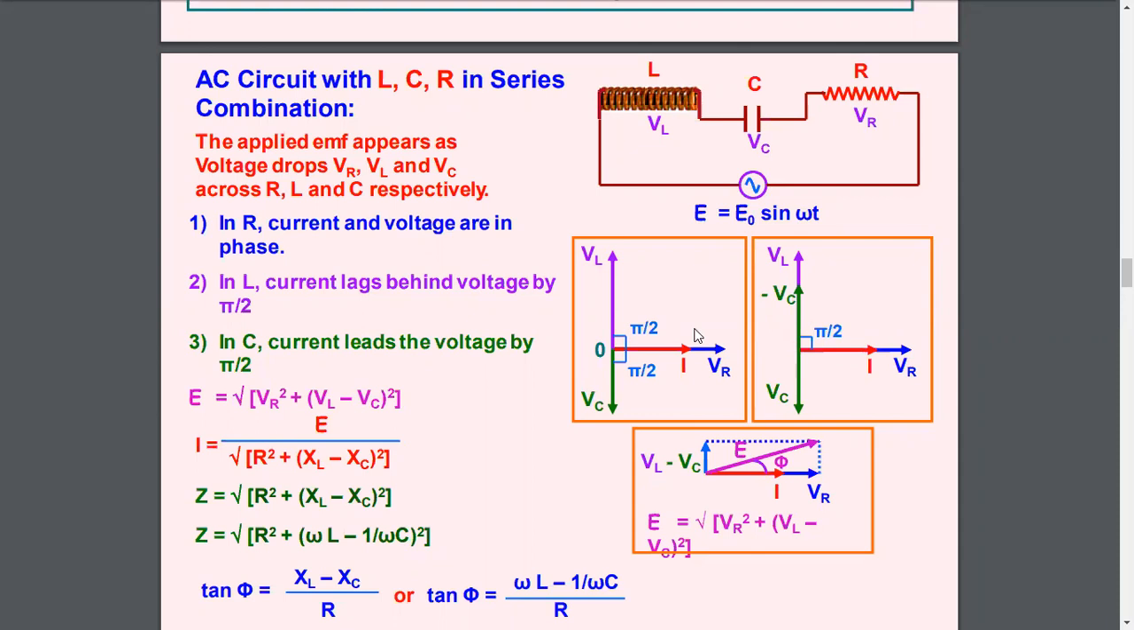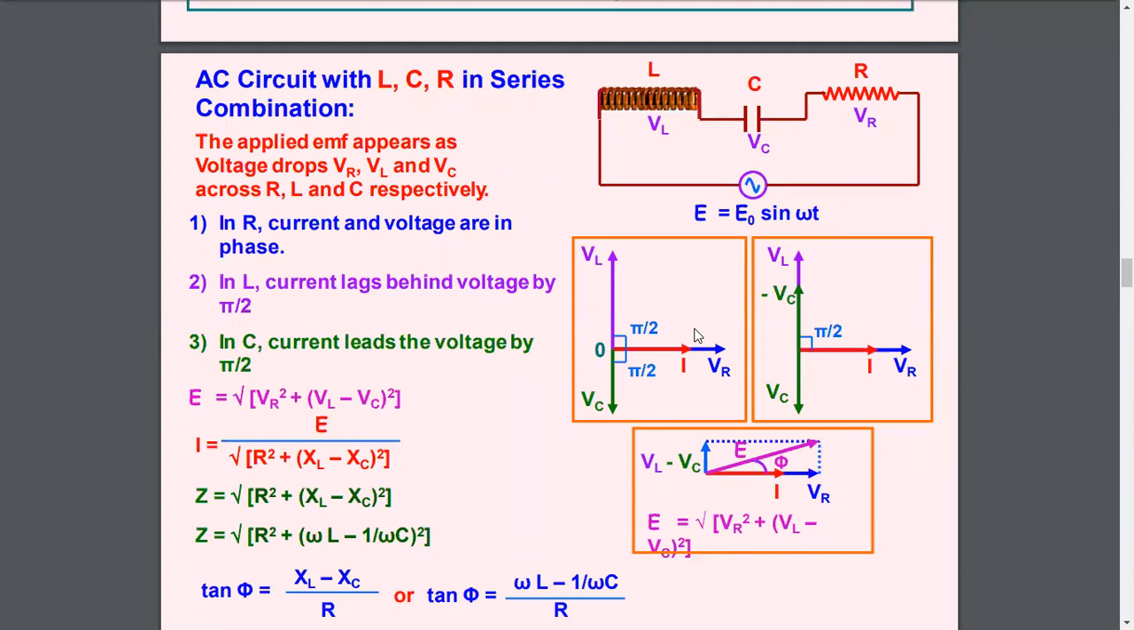Now come to the capacitive circuit. Also, in the case of a capacitive circuit, the phase difference between voltage and current is pi by 2 radian. Here the phase difference is positive, and hence current leads the voltage. Current leads ahead of the voltage in a capacitive circuit.